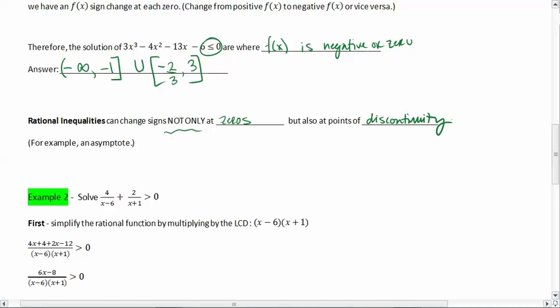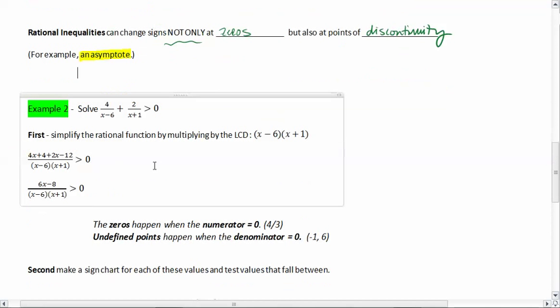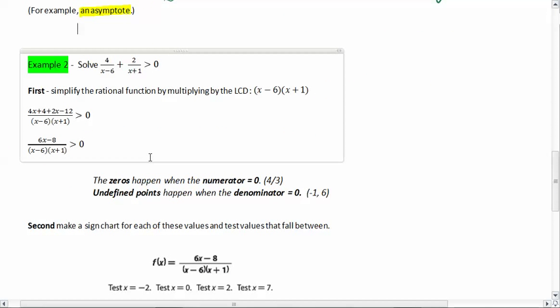So we found something very important when we were doing rational inequalities. These were asymptotes. An asymptote is an infinite discontinuity. So at any of those, you also have the ability to change signs. So let's do an example. Solve 4 over x minus 6 plus 2 over x plus 1 greater than 0.